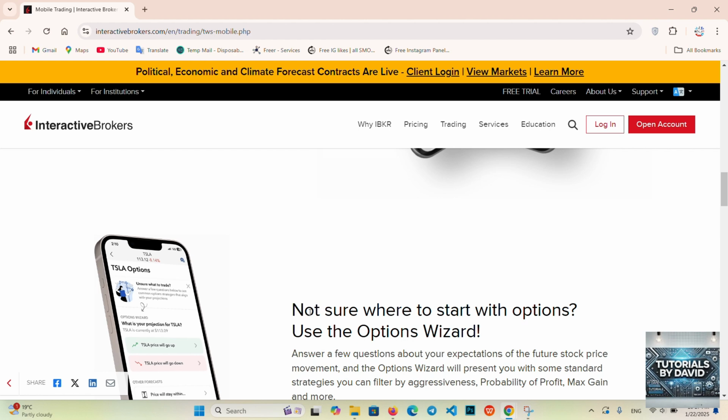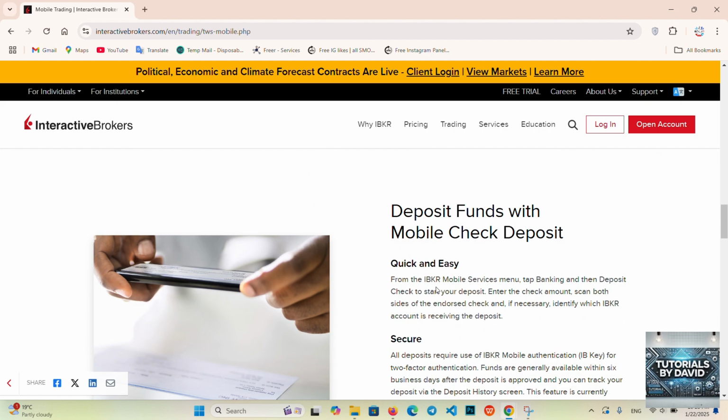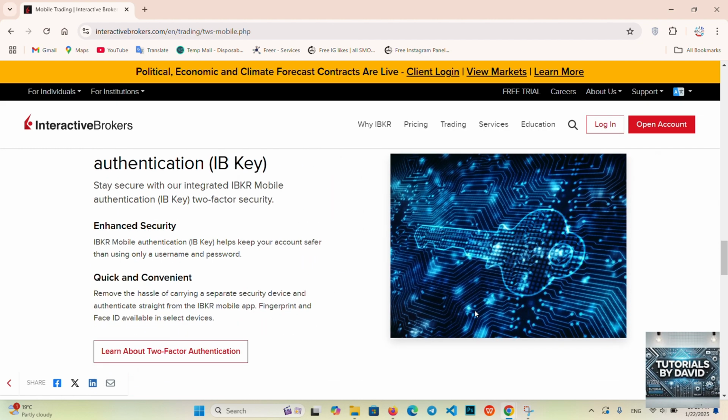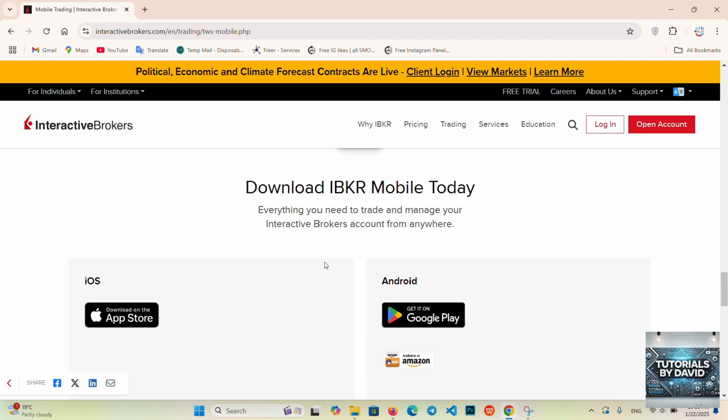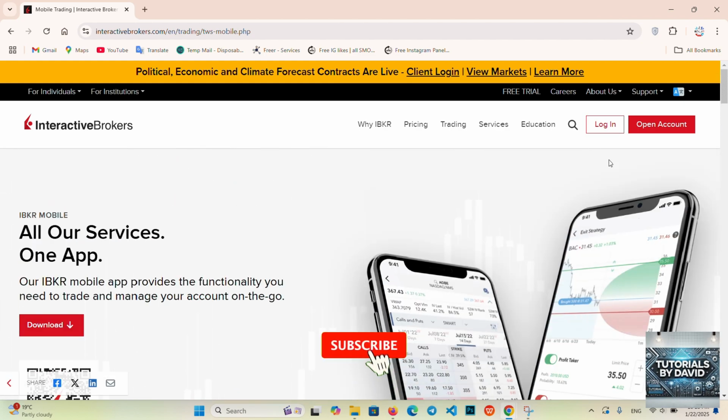Research international stocks and ETFs. Leverage Interactive Brokers' research tools to analyze stocks, ETFs, and other instruments in international markets. Use filters to narrow down options by region, industry, or performance metrics.